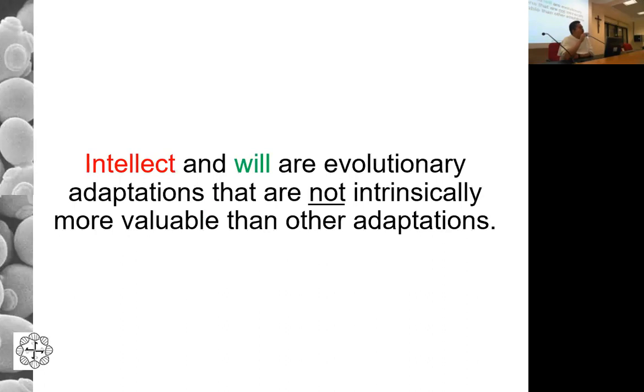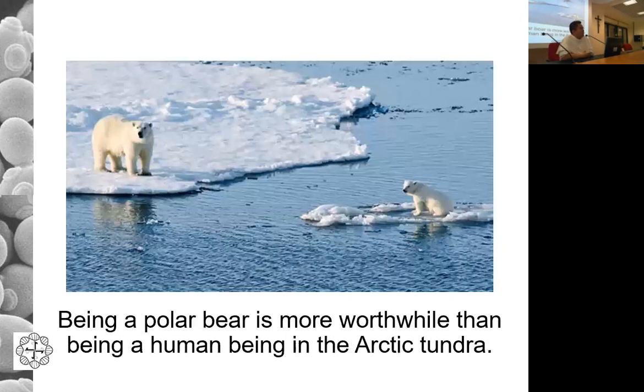From a biological perspective, intellect and will are evolutionary adaptations. And there are many adaptations in the biological world. One is not better than the other, absolutely. It depends upon the environment. I'll give you an example. If tomorrow you wake up in the middle of the polar tundra in the Arctic, would you choose to be an intelligent human being, naked in the snow, singing music? Or would you prefer to be a polar bear?